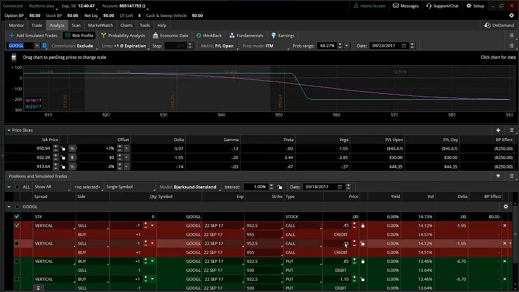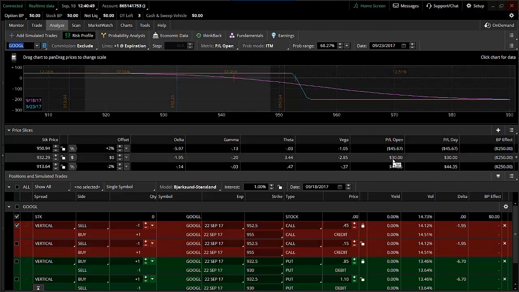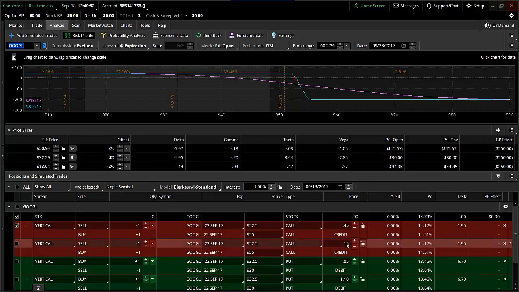So currently it's at $15, so about $30 profit. If this gets down to about $5, we'll cover that back in. So that was the first trade setup.